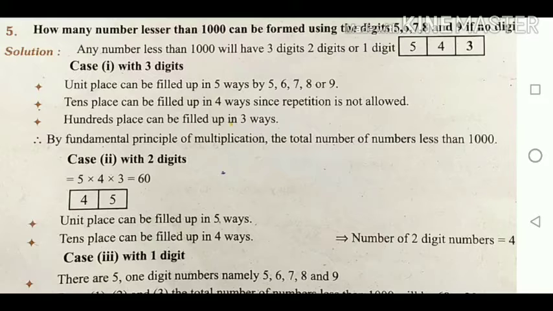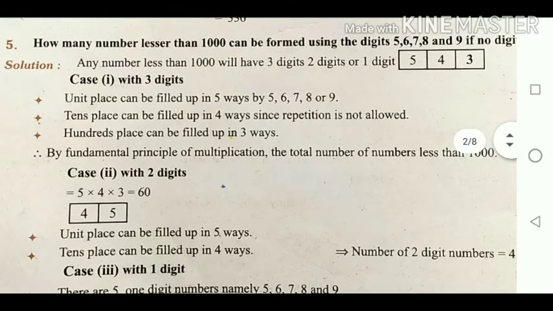The unit place can be filled in 5 ways, because the numbers given are 5, 6, 7, 8, 9. That is, there are 5 numbers. One number is 5, the second is 6, the third is 7, the fourth is 8, and the fifth is 9. So there are 5 ways, because I am using these 5 numbers to fill the unit place.